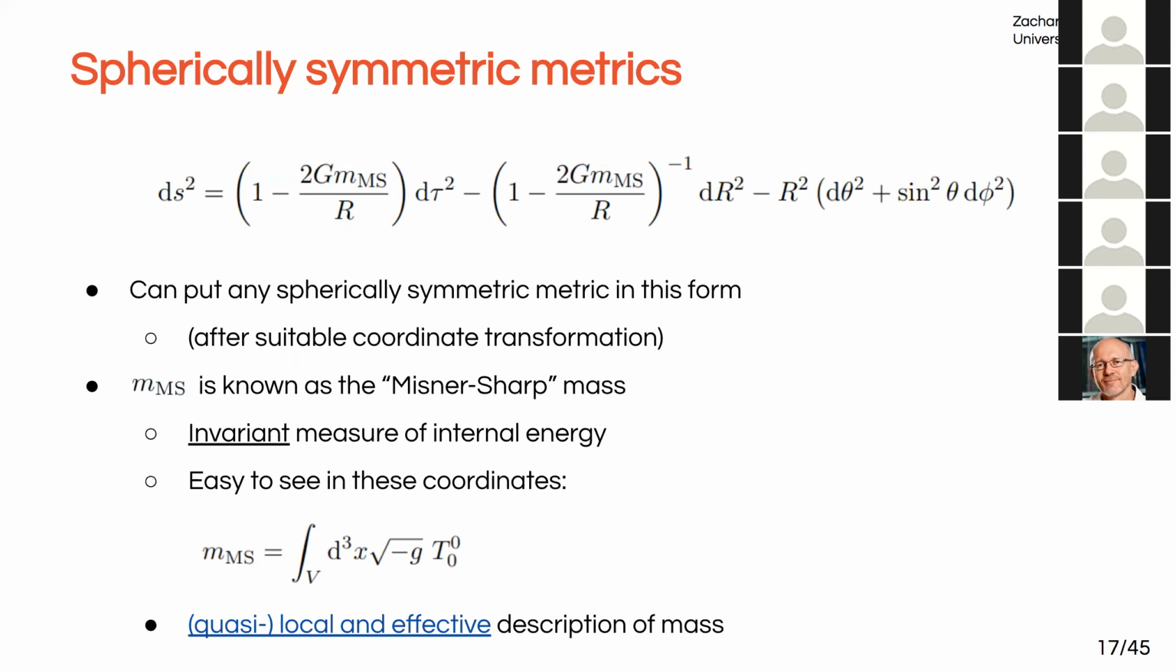In general, there's a convenient way to write spherically symmetric metrics, and that's using this almost Schwarzschild-looking form. If you just take any spherically symmetric metric, you can do suitable coordinate transformations and get it here, essentially. Here, this quantity M_MS is known as the Misner-Sharp mass. This is a coordinate invariant measure of internal energy, which is easy to see in this coordinate system. You can just use the Einstein equations to quickly show that the Misner-Sharp mass is just the energy within some volume. So it has a relatively simple interpretation in this coordinate system. This is a well-known quantity. It's a quasi-local and effective description of mass, which is exactly what we're looking for in a cosmological metric.